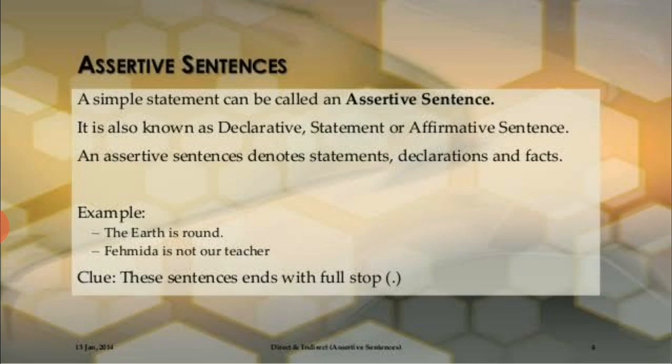The very first, the earth is round. So, it is declaring a fact that the earth is round. Fehmida is not our teacher. Again, it is making a statement. It is declaring a fact that Fehmida is not our teacher. Just look at these sentences or examples again and notice that these sentences start with a capital letter and always end with a full stop.